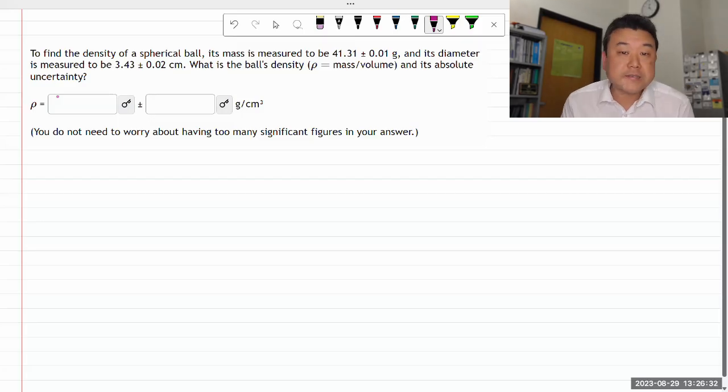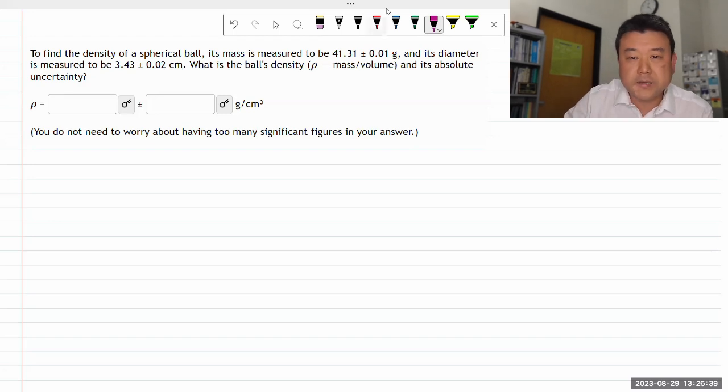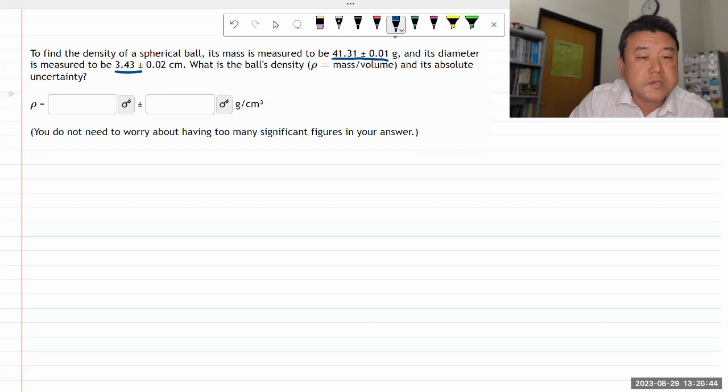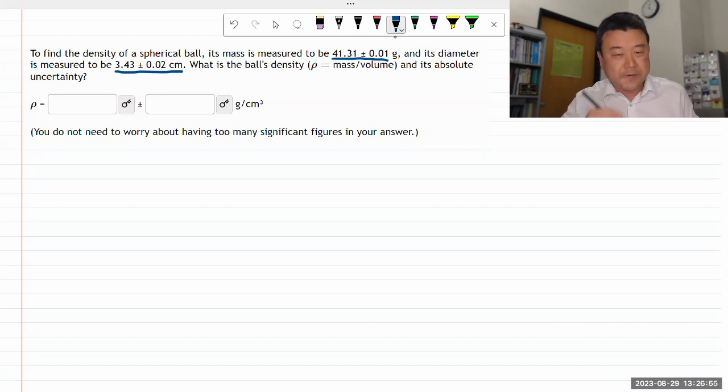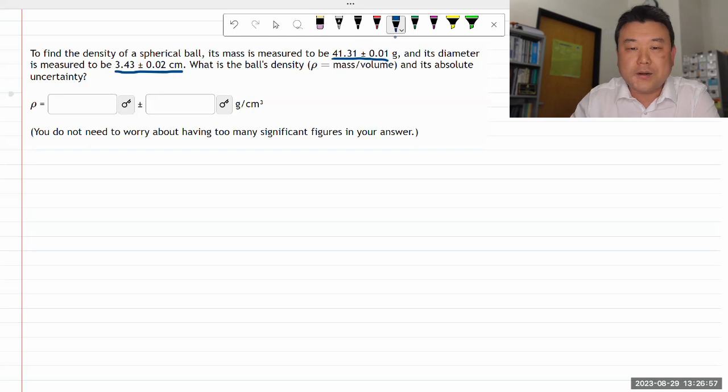So this question asks, to find the density of a spherical ball, its mass is measured to be this, and its diameter is measured to be this. Oh, so it's giving a number and the uncertainty. Okay. What is the ball's density and its absolute uncertainty? Okay. So density, I think if you know the right geometry formulas, it's easy. I happen to have these formulas memorized, so let me just write them down.